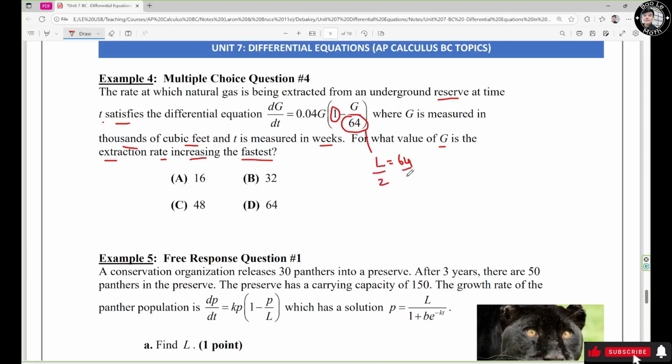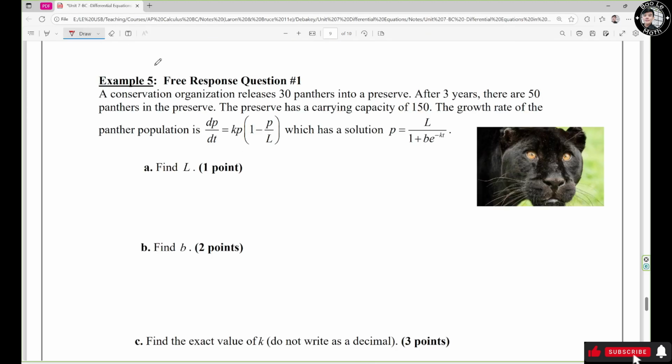It's going to be 64 divided by 2. It's going to be 32. The answer must be B. Now let's take a look at example number 5.